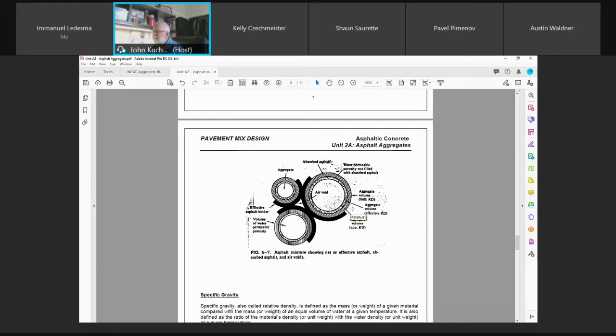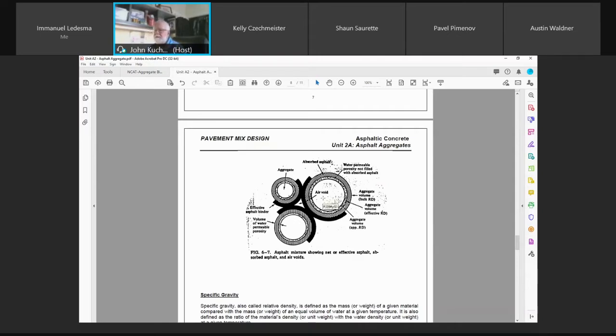Then you got what's aggregate effective volume. Water permeable porosity not filled with absorbed asphalt. We're going to look at that in our next slides, so just keep this in mind. You got aggregates, and some of the pores are filled with water. Some of the pores are filled with asphalt cement, and some of the pores aren't filled at all. But that's going to change your volume.